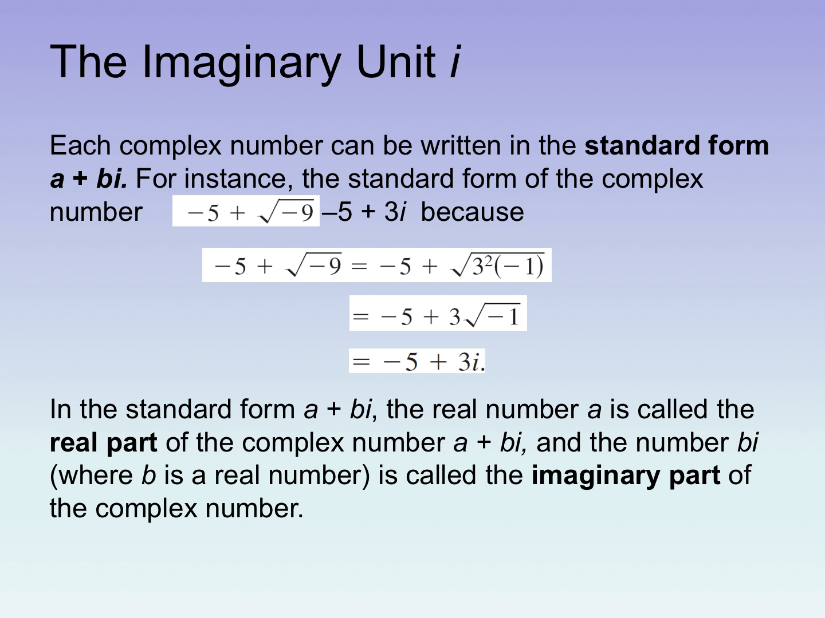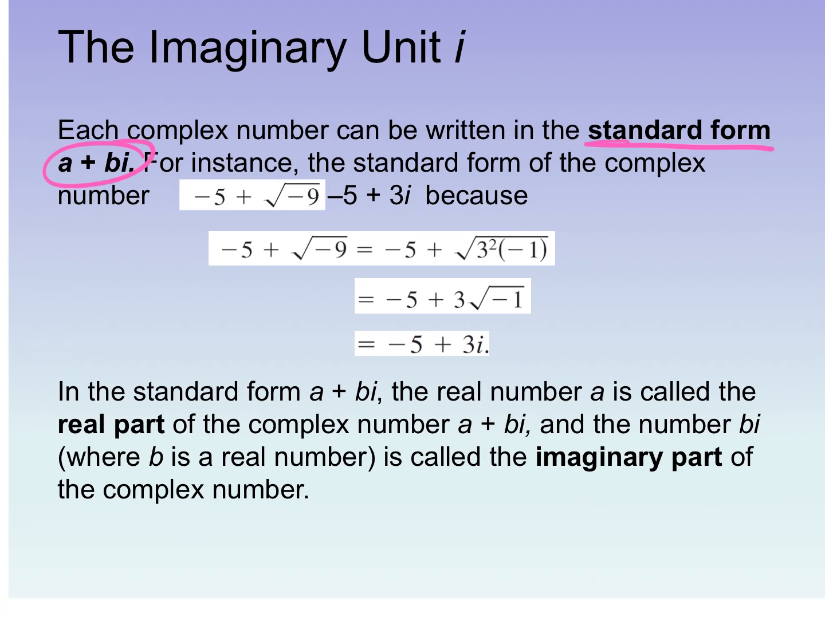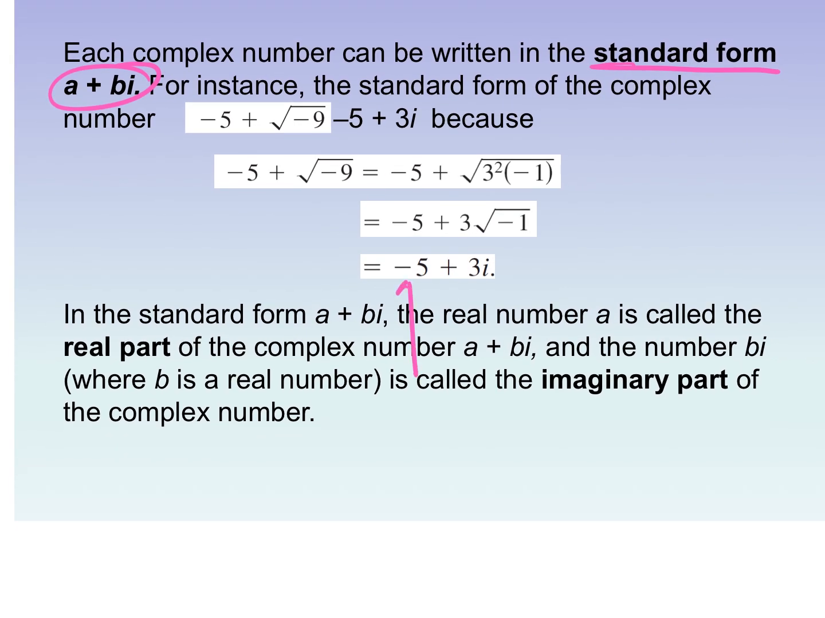Next page just shows us if we have -5 plus the square root of -9, it would be -5 plus 3i. So we evaluated the square root of 9, which got us 3, and then the negative turns into an i. We always want to write our imaginary numbers in standard form. So that is a plus bi, where the real part comes first. Always the real part comes first, the imaginary part comes second.